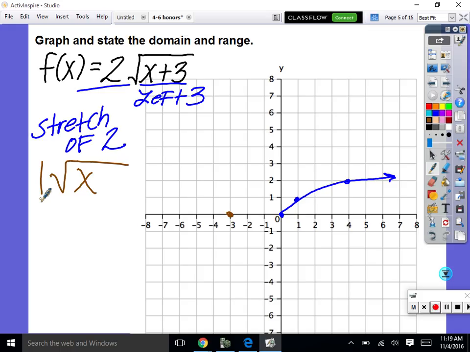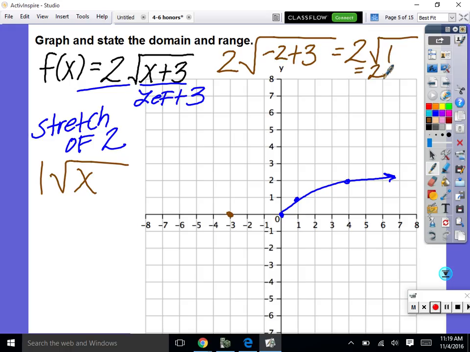So let's think about this. We could do this a couple different ways. First of all, we could just plot points. Let's plug in negative 2. Everybody, here we go. 2 times the square root of negative 2 plus 3. That's 2 times the square root of 1, which is 2. So instead of going up 1 over 1, we're going up 2 over 1. Negative 2, up 2 makes sense, right? You see it? Okay? So if there's a 1, then you go over 2.